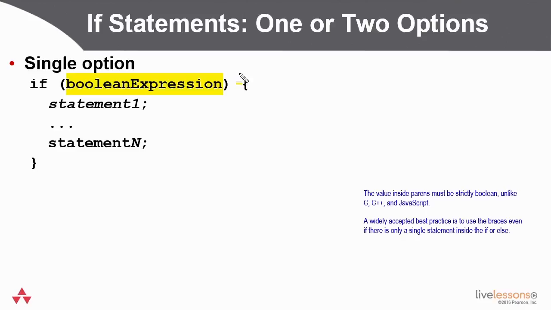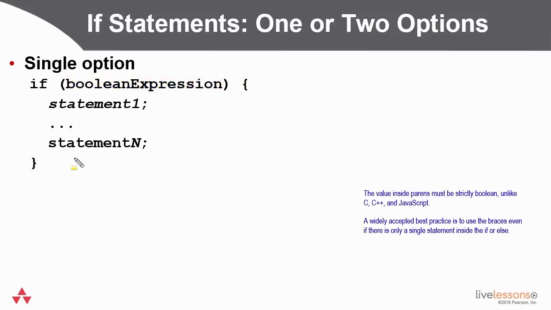A widely accepted best practice is to pretend that those curly braces are required. Technically, they're not. If you only have a single statement, you can omit the curly braces, but doing so makes your code very difficult to maintain. Someone comes along and adds a second statement later, doesn't notice that the curly braces are missing, and the second statement is now no longer part of the if statement. So act as though an if requires the curly braces.